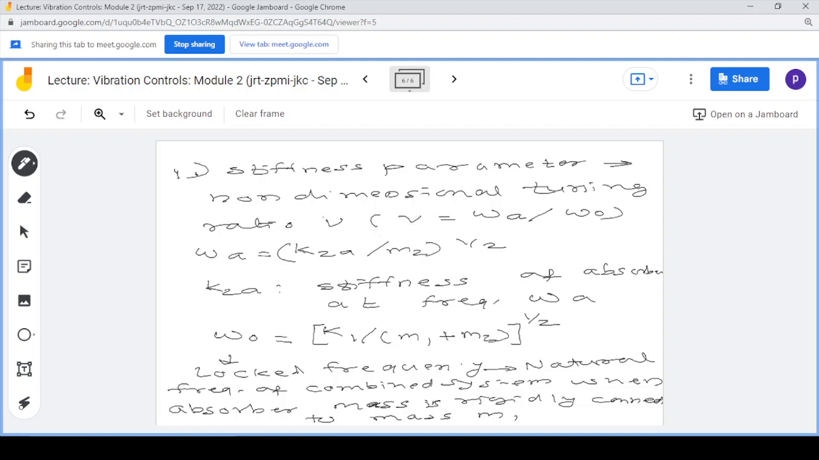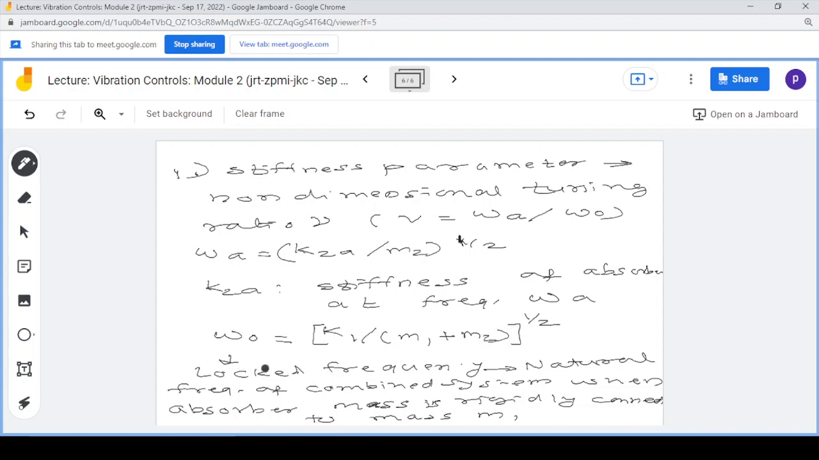And what is this non-dimensional tuning ratio? Nu. Okay. And what is nu? Nu is the ratio of omega A divided by omega 0. Whereas what is omega A? Omega A is K2A divided by M2 raised to half, right? So it is the square root of K2A by M2. Whereas what is K2A? It is the stiffness of the absorber at frequency omega A. And what is omega 0? It is K1 divided by M1 plus M2, raised to half.